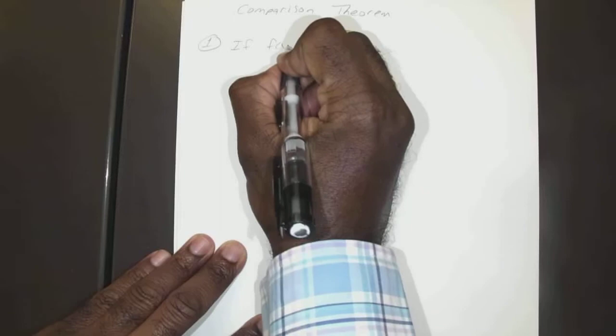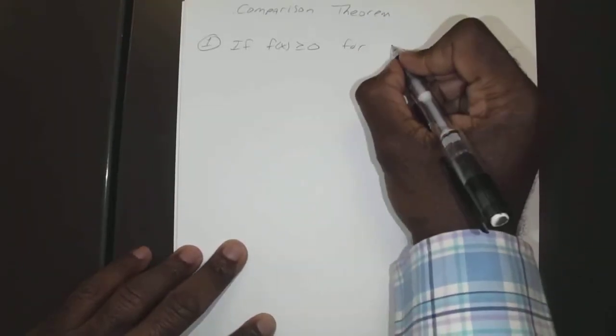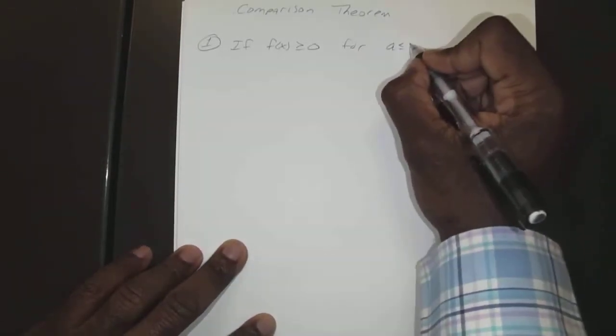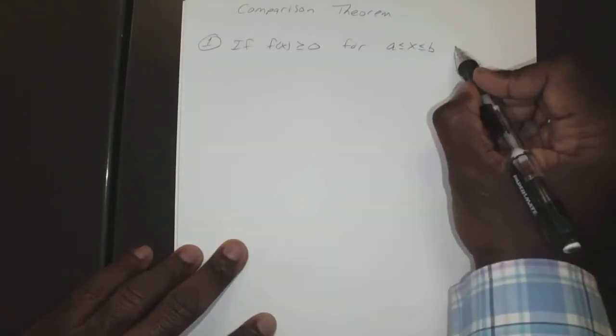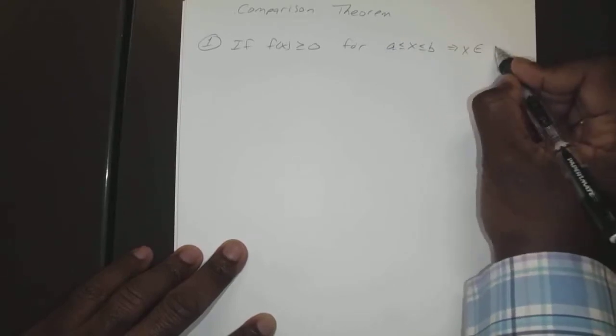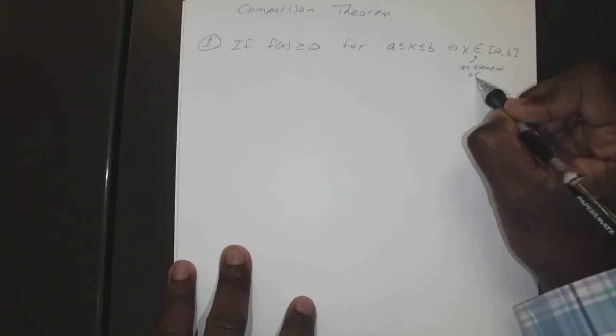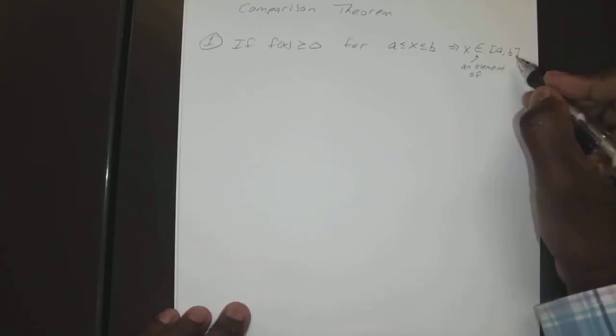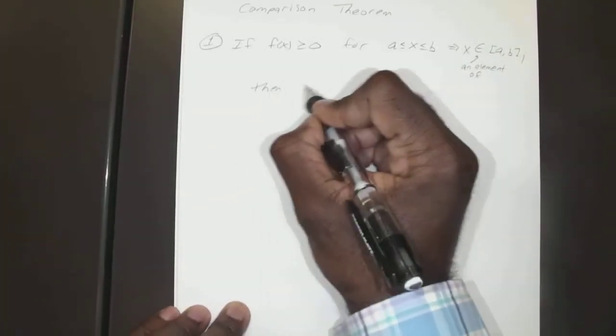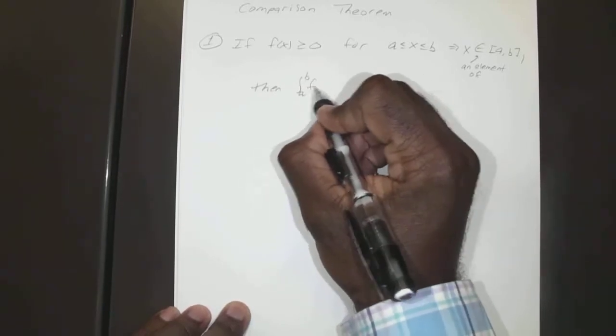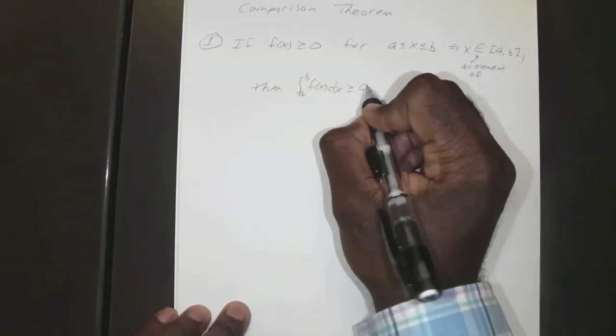Okay, which states if you have some function of x which is greater than or equal to 0 for, let's say, some x in the interval a to b, which is just another way of saying that x is an element of the interval a to b. Remember, that just means an element of. Okay, so if this is the case, then the integral from a to b of f of x is greater than or equal to 0. So if the function is greater than or equal to 0, then the integral will be greater than or equal to 0.